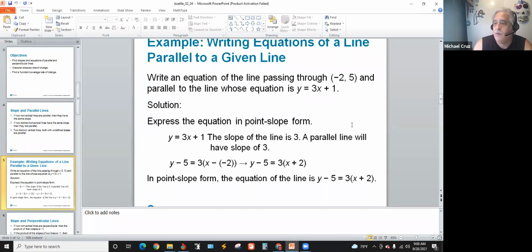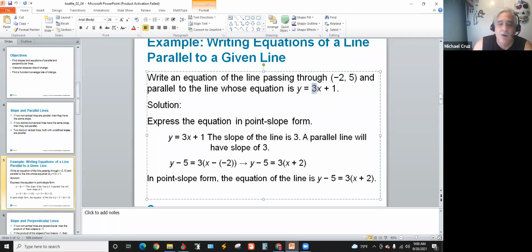If we wanted to write the equation of a parallel line that goes through the point -2, 5, and it's parallel to y is equal to 3x plus 1, notice that that is in what we call the slope intercept form, y is equal to mx plus b. At a glance, that tells us that the slope is 3. So the slope we're going to build with this point here is 3.